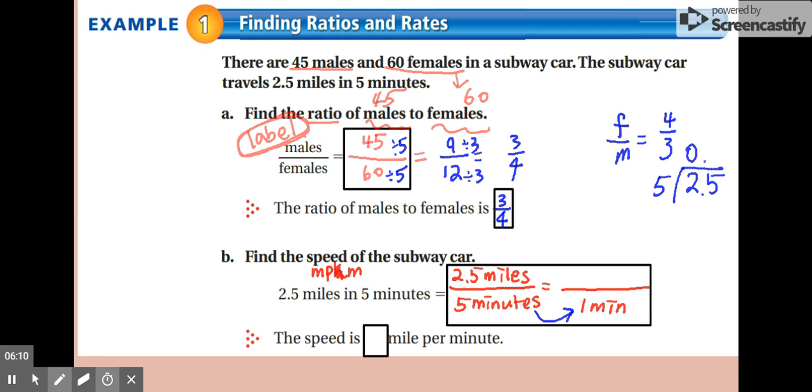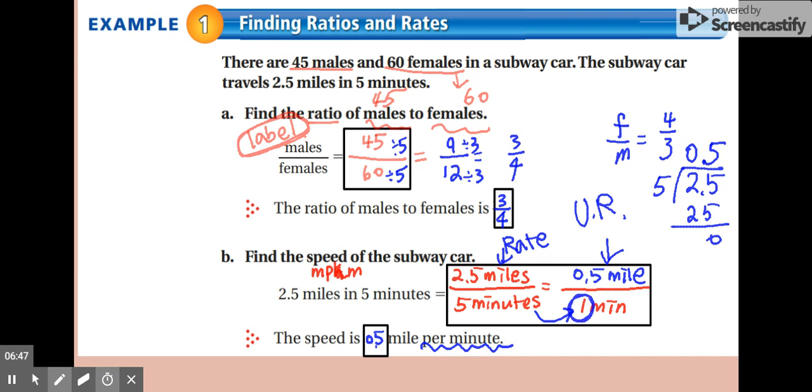Now there's nothing, no fives go into 2, so you put a decimal here. Now you can find how many fives go into 25. It's 5. So you go 0.5 mile in 1 minute. So you can say the speed is 0.5 mile per minute. Again, this is a unit rate and this is just the rate. So be careful: if I ask you to find a unit rate, you have to make the bottom denominator 1. Copy down.